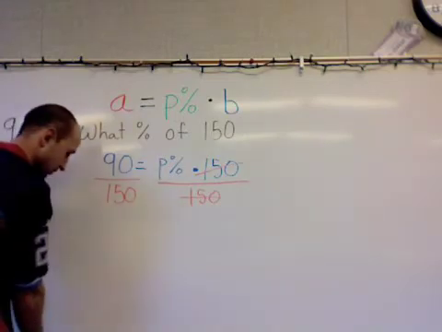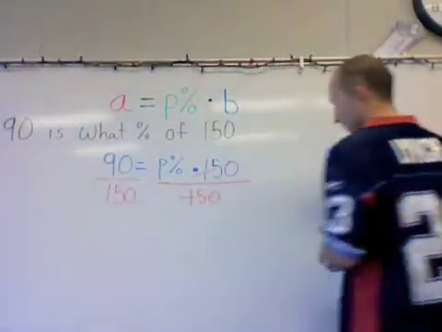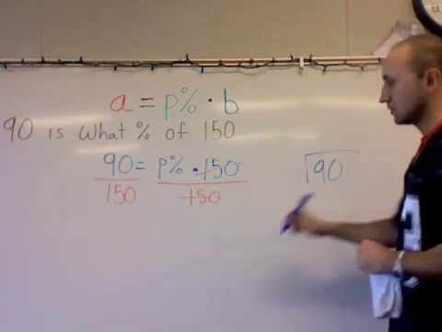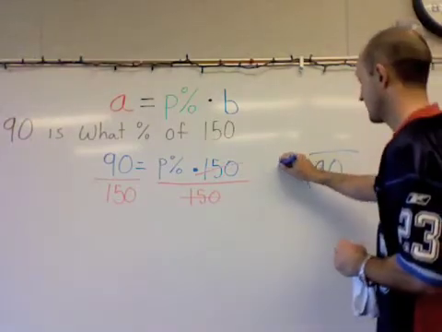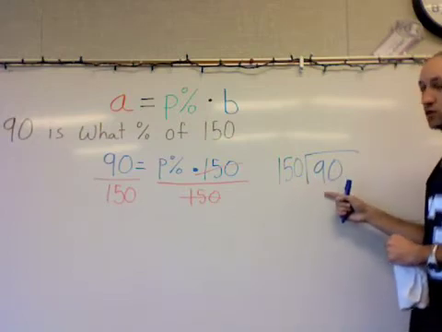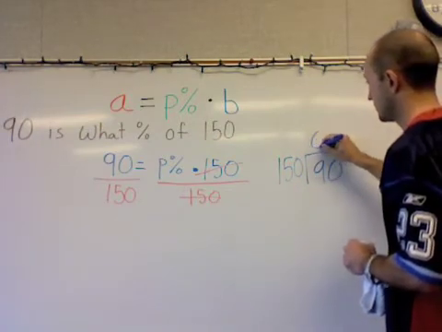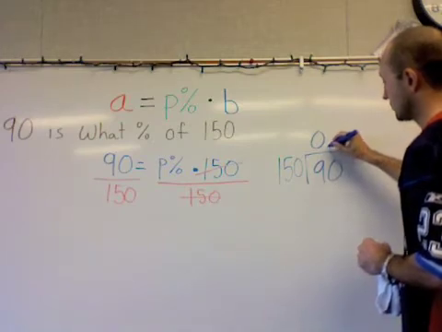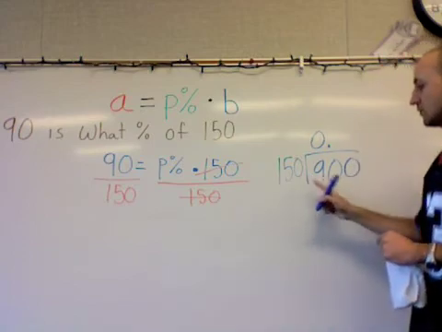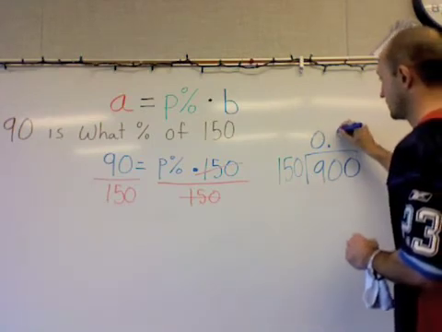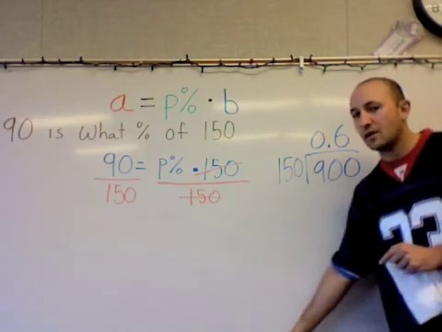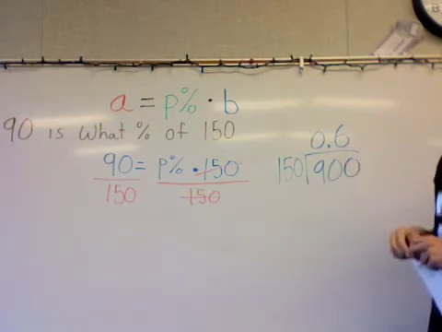So let's set that problem up over here and solve for that. So I get 90, and we're dividing it by 150. Well, we know automatically 150 will not go into 90, which means we have to set up 0 with a decimal place, which means we can now add a 0 to this. 150 will go into 900, a total of 6 times.